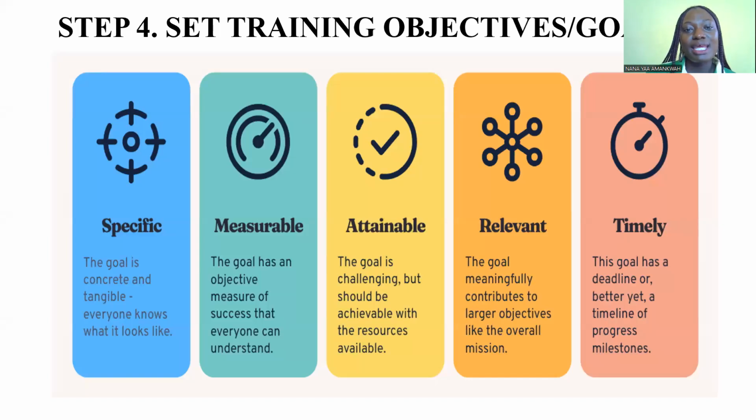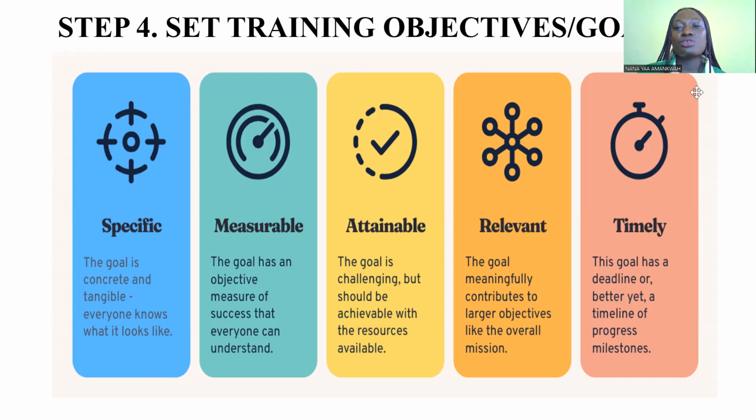Now, the fourth step is setting training objectives or goals. Beautiful. Right. Now, in setting goals for your training in the organization, there are certain things that you need to consider. And we always use the acronym SMART in management. We use the acronym SMART to signify specific, measurable, attainable, relevant, and timely. Or other researchers will say time-bound.